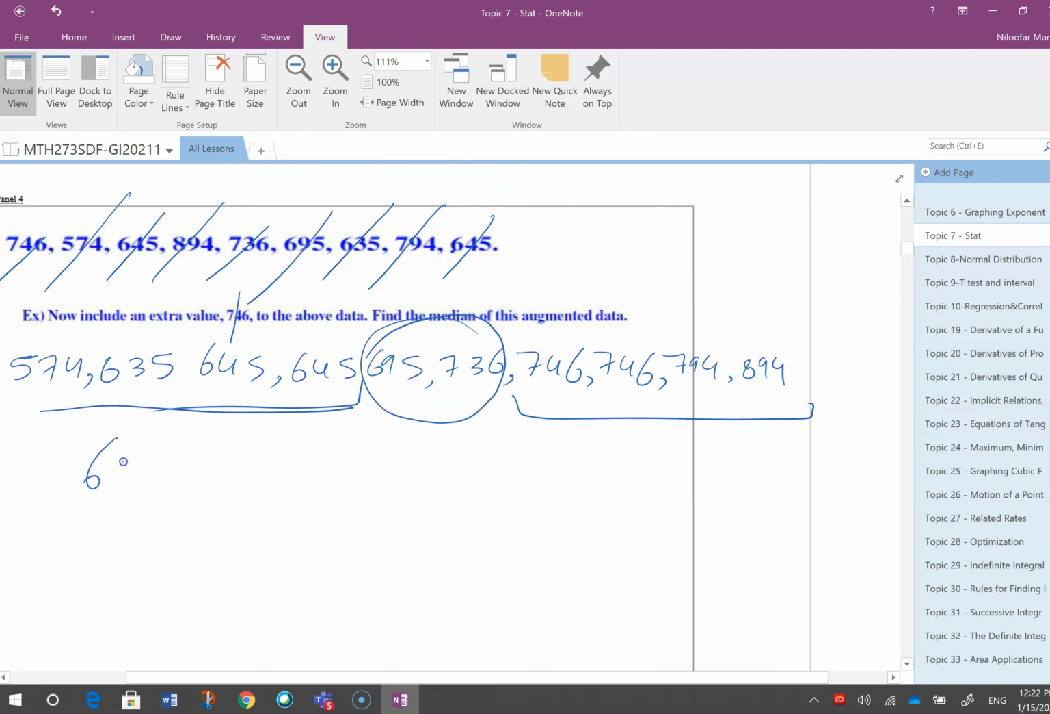In the middle I have 2 digits, so I add them and divide by 2. This will be the median. So if I have an odd number, the same as the previous page, I just find what is in the middle. If I have even numbers, I have to find the 2 in the middle, add them and divide by 2. And this is 715.5, which I round to 3 significant digits like all of them, so 716. So this is the median.